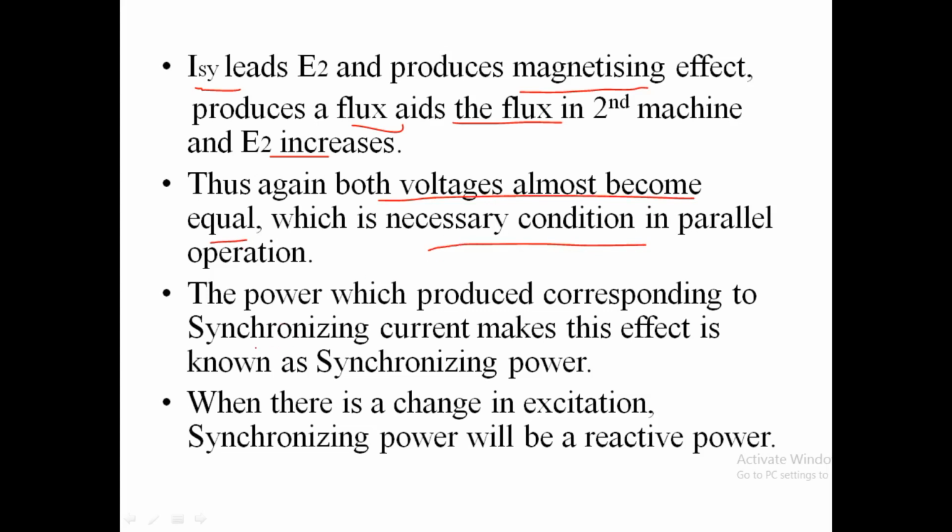This synchronizing current produces a power, known as the synchronizing power. This synchronizing current is produced due to a difference in excitation. Anything related to excitation or flux is reactive in nature, so this synchronizing power is a reactive power. This reactive power makes the adjustment whenever there is a change in excitation. So whenever there is a change in excitation in parallel operating alternators, it produces a power known as the synchronizing power.